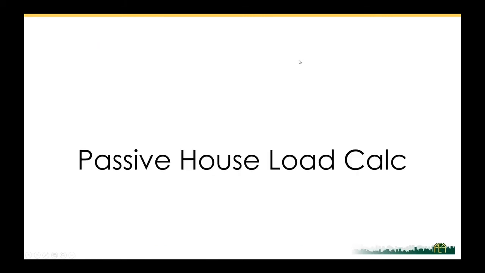All right, now we're on to the passive house load calculation. So this is going to be, the past two have kind of been abstract. You use a calculator, they really hide all the calculations behind the scenes. For the passive house load calculation, that's not the case. And I actually did this by hand. And so we can kind of go through this.